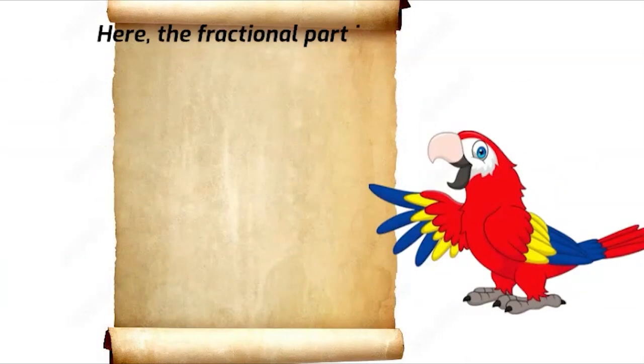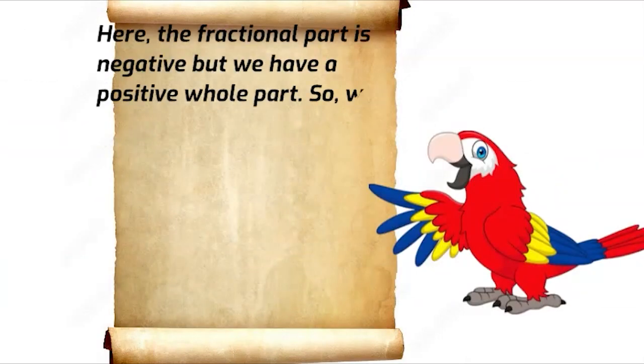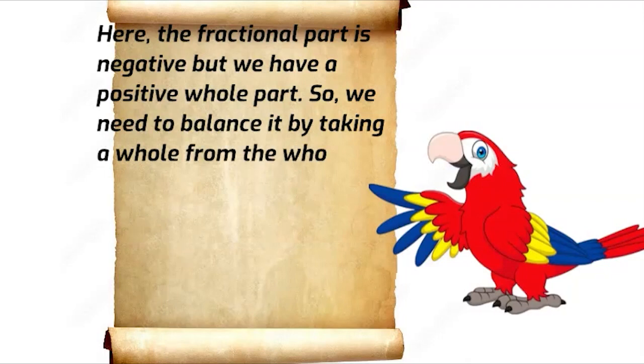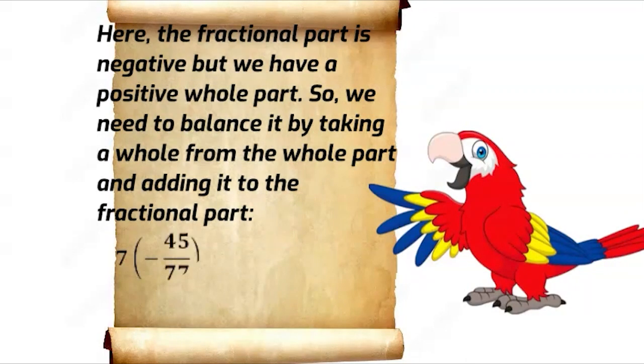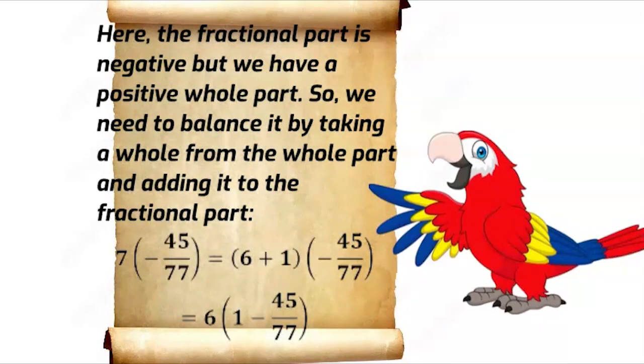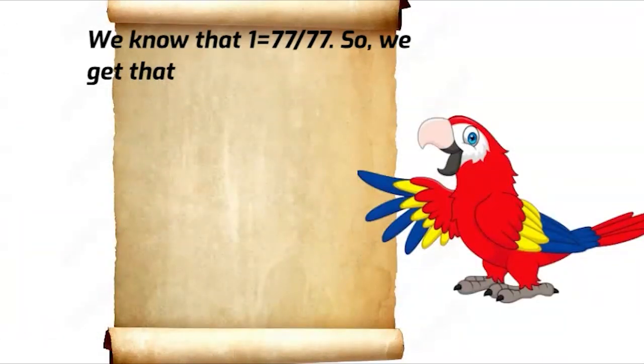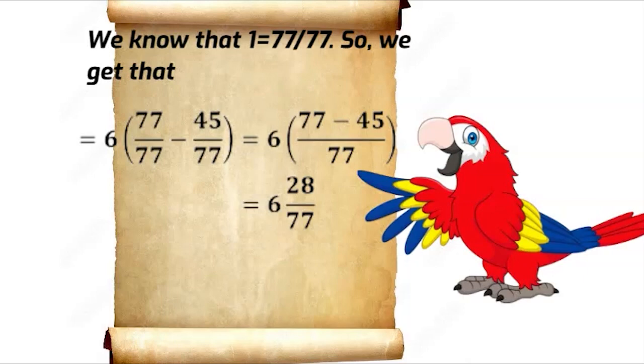Here, the fractional part is negative but we have a positive whole part. So, we need to balance it by taking a whole from the whole part and adding it to the fractional part. We know that 1 equals 77 over 77. So, subtracting 45 from 77, we get 32 as our new numerator. And, the resulting fraction is 6 and 32 over 77.